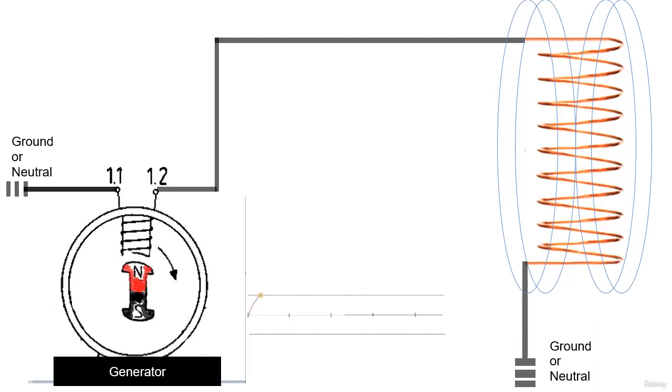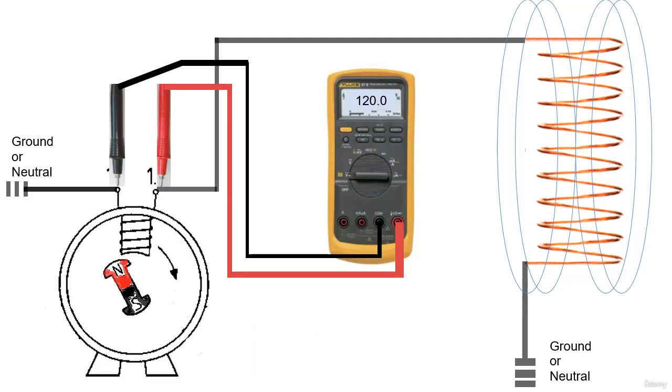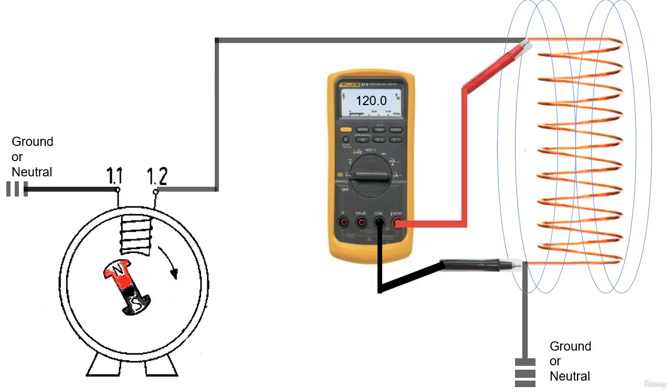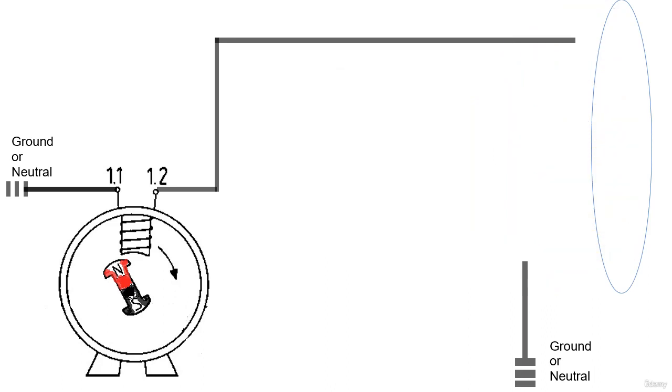It centers up with a peak voltage. As it pulls away, current starts to slow. The south pole comes around and current starts to flow in the opposite direction. If we measure from one side of the coil to the other, we would measure a difference of 120 volts AC. Again, I am simplifying the voltage.